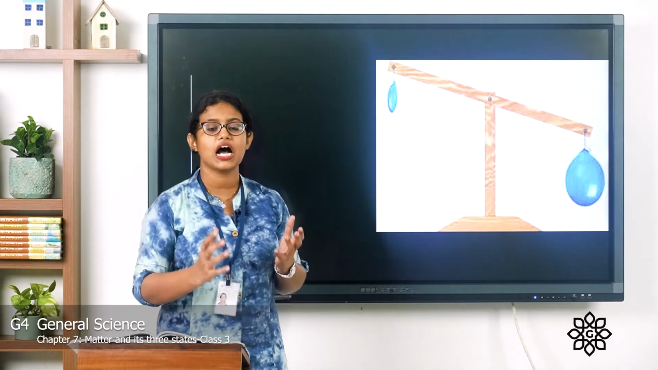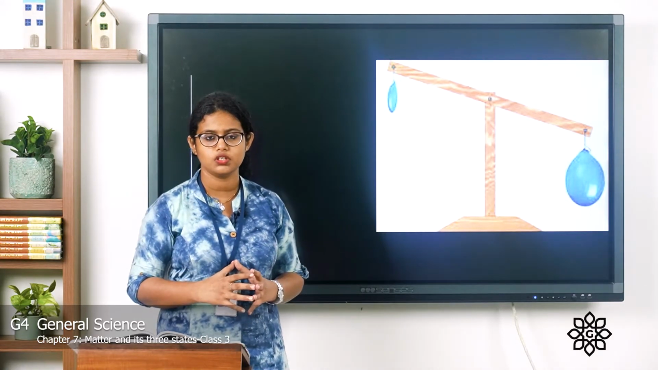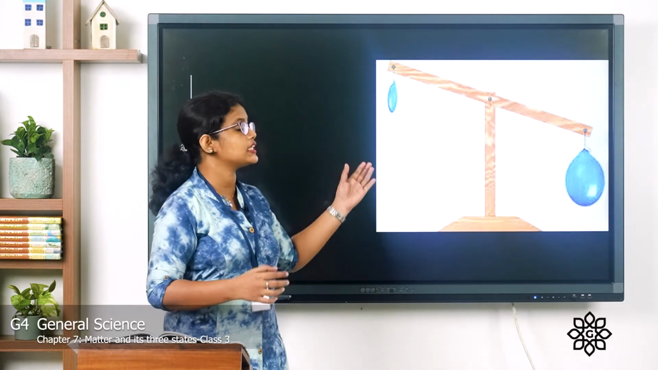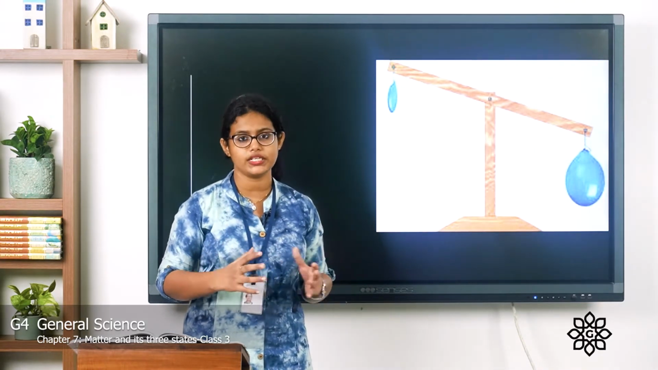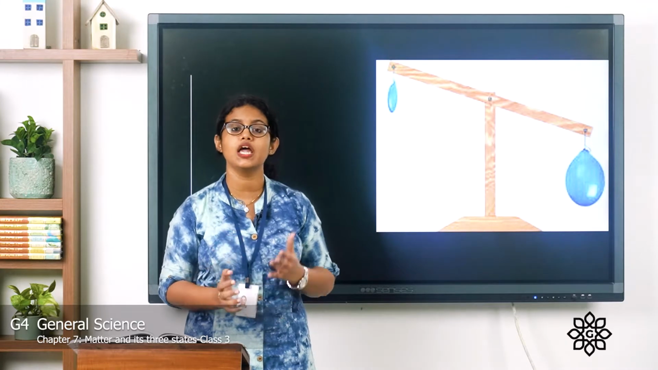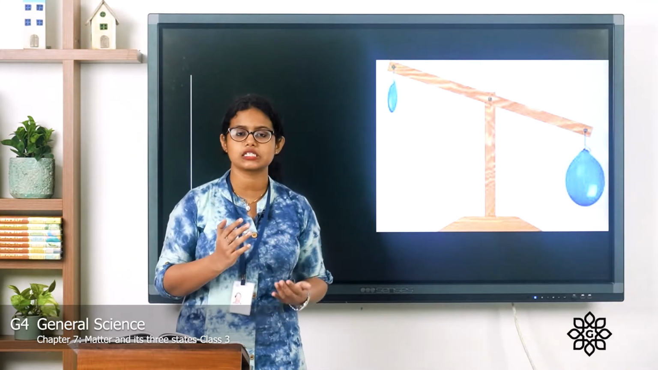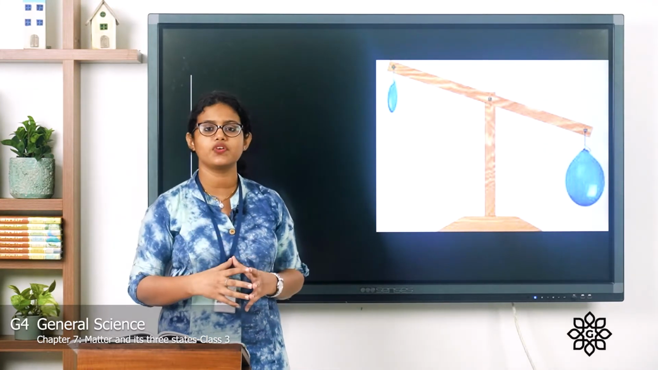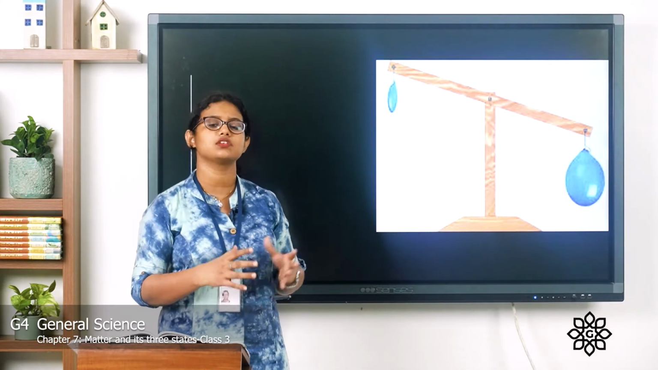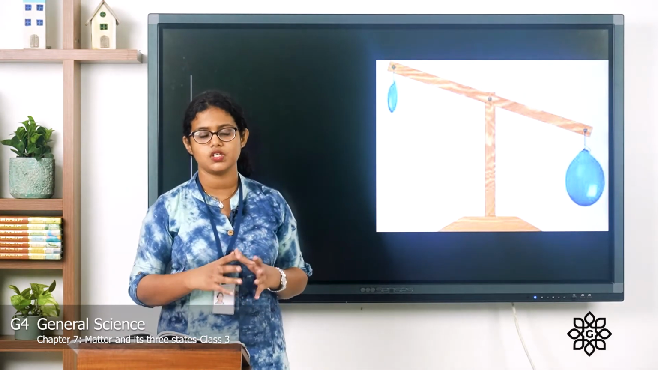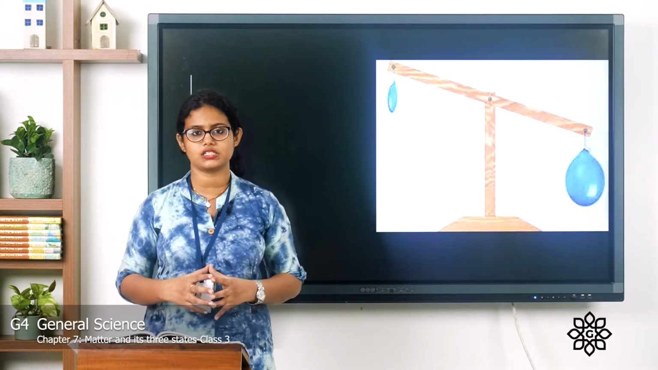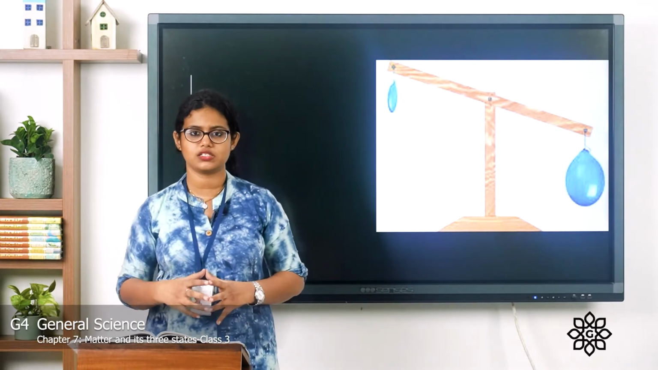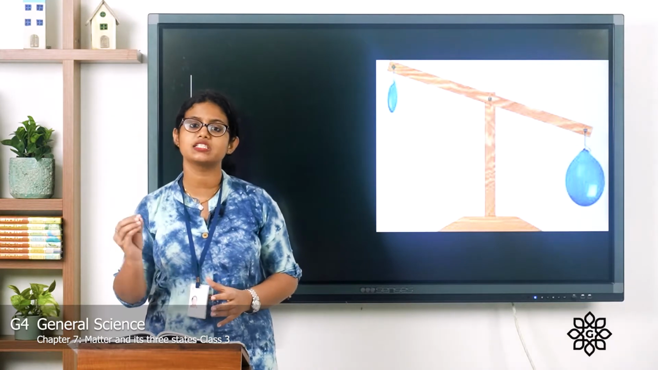It means the highly inflated balloon is heavier than the less inflated balloon, which means it has weight. The highly inflated balloon has weight. So that is why it is coming down. The less inflated balloon has less weight. That is why it is going up. So what does it mean? It means it has weight. Gases have weight. So it has a definite mass.